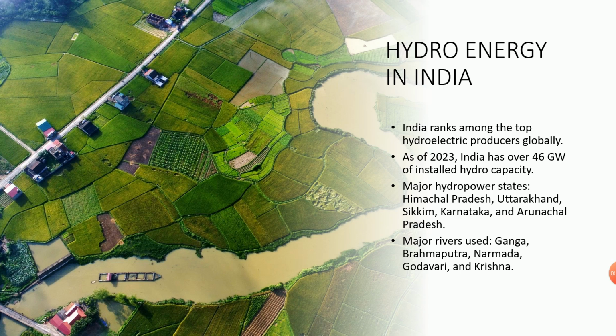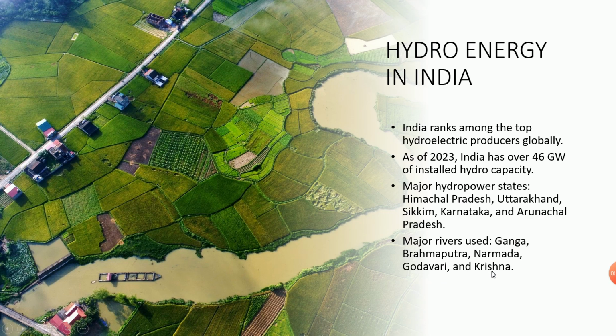Then hydro energy in India. India ranks among the top hydroelectric producers globally. As of 2023, India has over 46 gigawatts of installed hydro capacity. அதில் இப்போ மேஜர் ஹைட்ரோ பவர் ஸ்டேட்ஸ் பார்த்தீங்கன்னா ஹிமாச்சல் பிரதேஷ், உத்தரகண்ட், சிக்கிம், கர்நாடகா அண்ட் அருணாச்சல் பிரதேஷ். சாரி. தென் மேஜர் ரிவர்ஸ் யூஸ்ட் இதுல ஃபர்ஸ்ட் பாத்தீங்கன்னா நல்லா நோட் பண்ணிக்கோங்க, கங்கா அண்ட் பிரம்மபுத்திரா. These two rivers are mostly, I think, perennial rivers, வருஷம் பூரா தண்ணி ஓடிக்கிட்டே இருக்கிற மாதிரி இருக்குது.